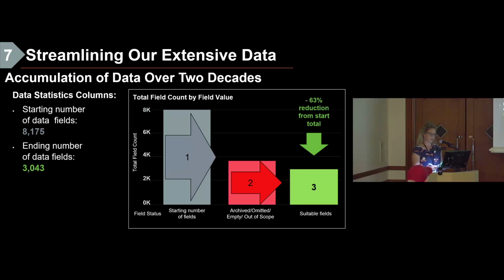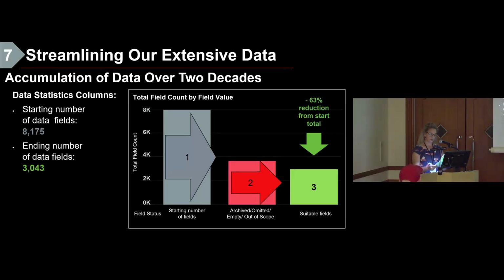After several rounds of reviewing and filtering fields in the data profiling stages, we systematically reduced the number of fields from over 8,000 to just over 3,000. That is a 63% reduction. So imagine this is trimming down the columns of a spreadsheet from 8,000 to 3,000.